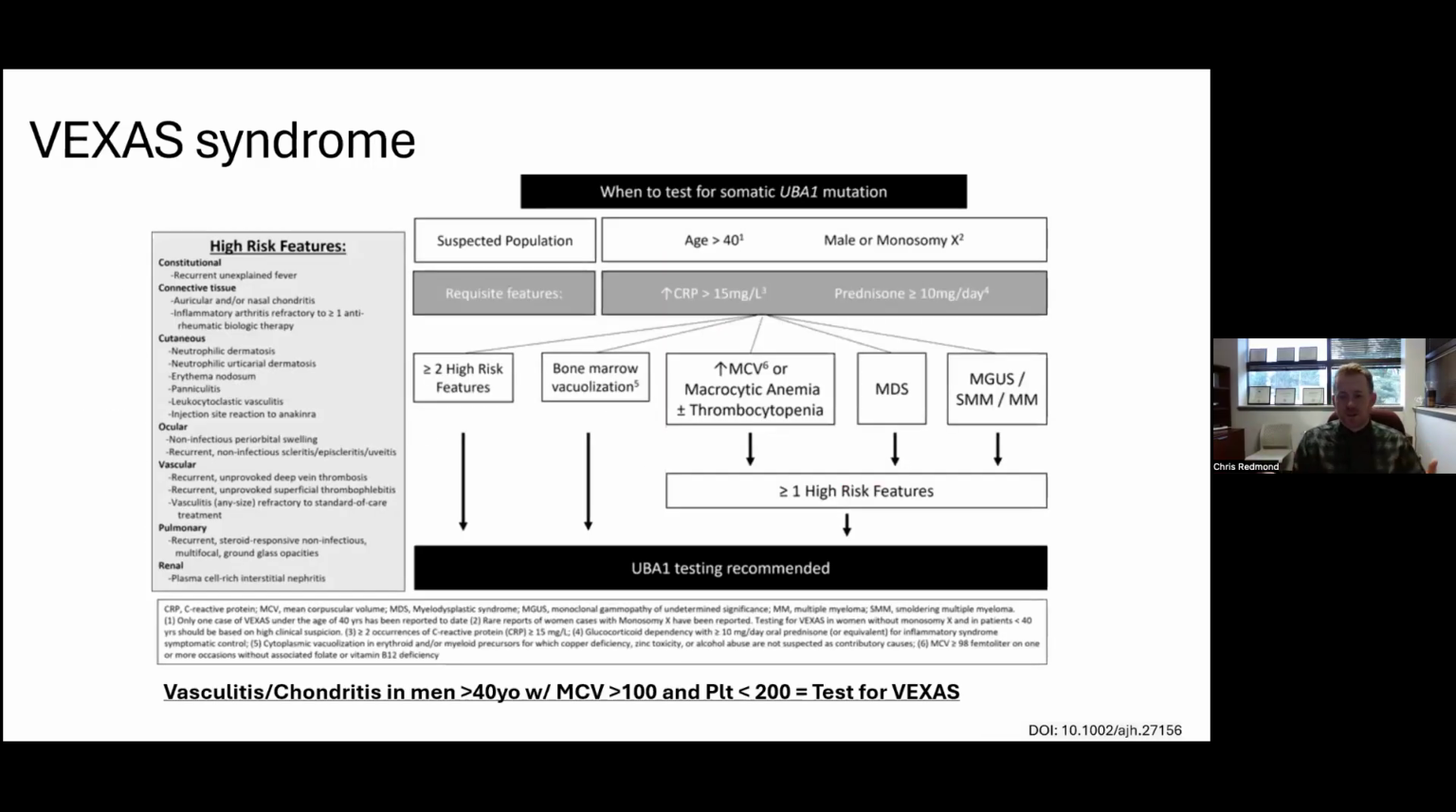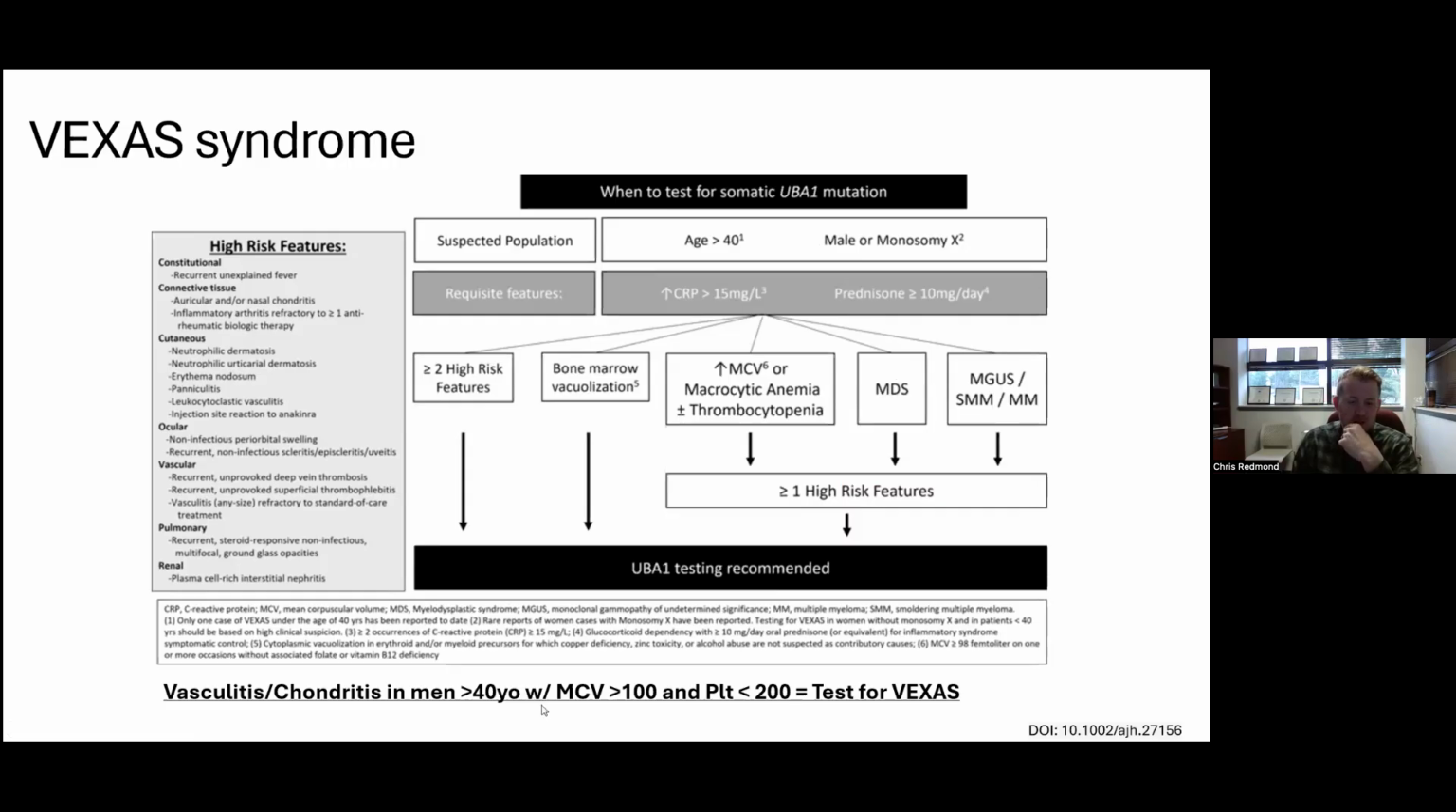So when should you consider this? This is an algorithm that has been published. Again, older men, elevated inflammatory markers, any of these autoimmune disease symptoms, and if they have bone marrow vacuolization, if they get a bone marrow biopsy for MDS, or if they have an elevated MCV or thrombocytopenia, those are two huge risk factors. And with MDS or some type of cytopenias, then you should really be sending out the genetic testing.